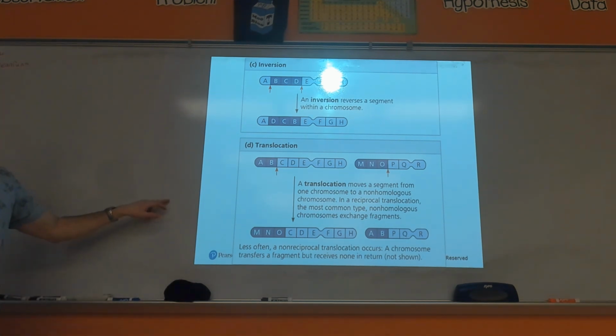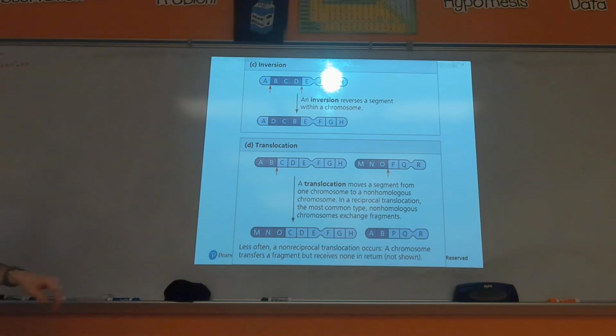And then translocation, that's where you're literally moving genes from one chromosome to another. So here you have A, B, and then M and O, and they just swapped chromosomes. So now M and O is over here, and A, B is over here.